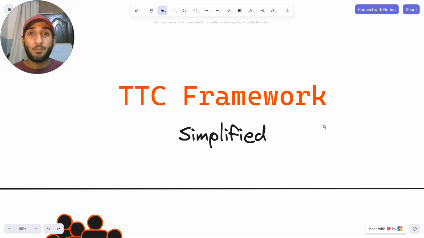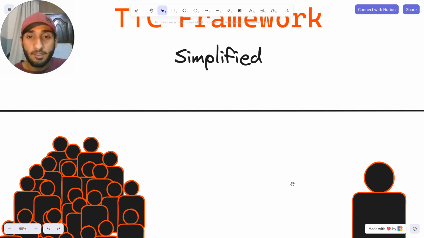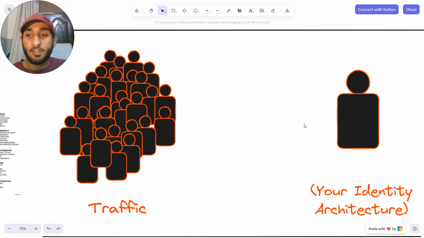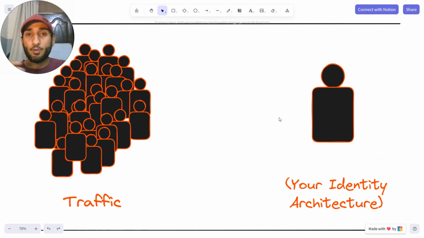So TTC basically means that you have to optimize your website. We are going to cover this in the sense of website majorly. So TTC means that you have to optimize your website in terms of traffic, trust, and conversion. Basically what this framework says is that you present your identity architecture, of yourself or of your firm, and that is going to be presented in front of the traffic, in front of a lot of people.